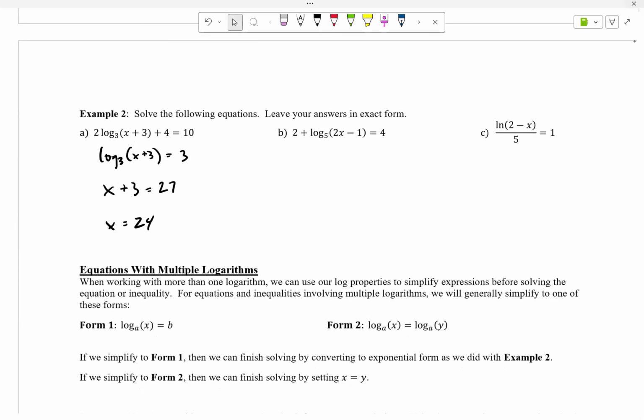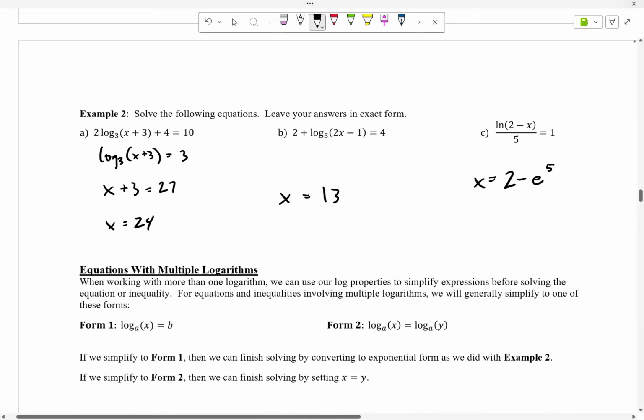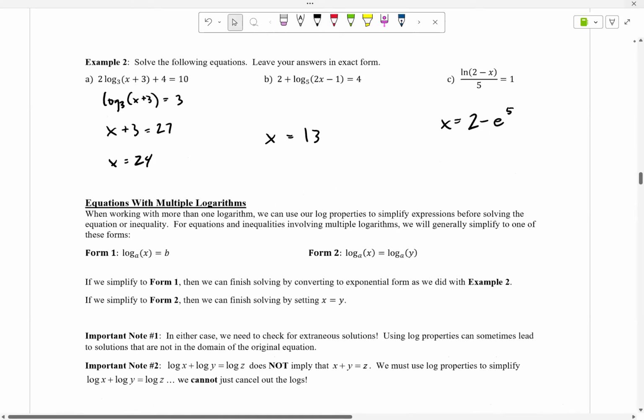August, did you get B? What'd you get? X equals 13. Do we agree? Okay, thank you. And for C, Shiv, did you get that one? I got 2 minus e to the 5th. Do we agree with this? I'm seeing head nods. Do we need to go over any of this? Okay, thank you, Shiv. And thank you, August.